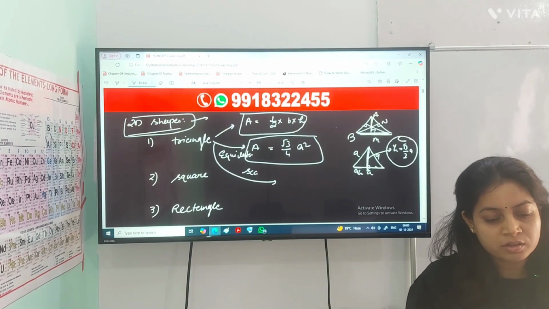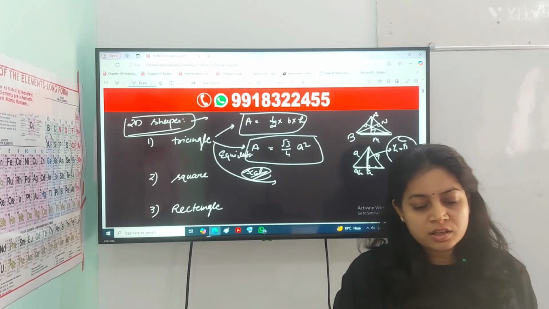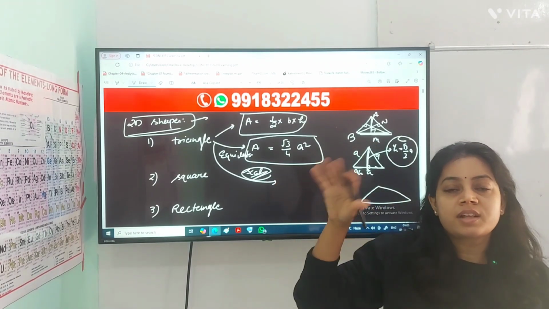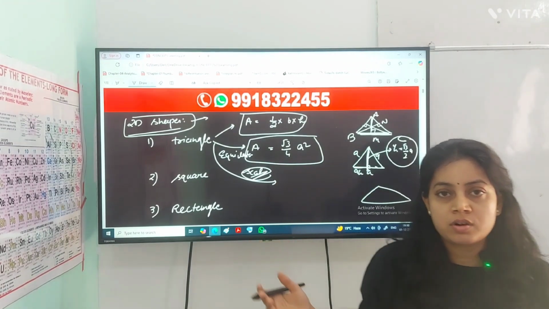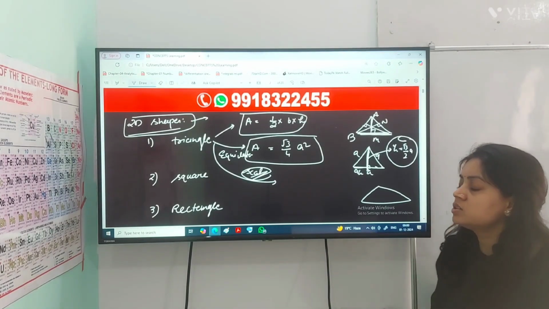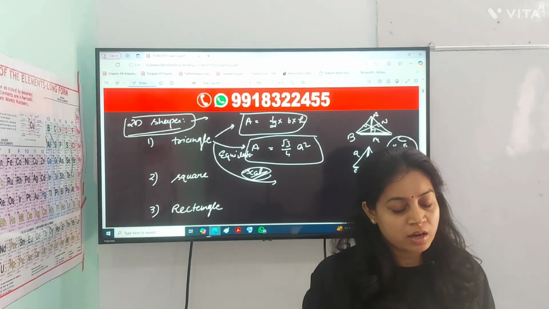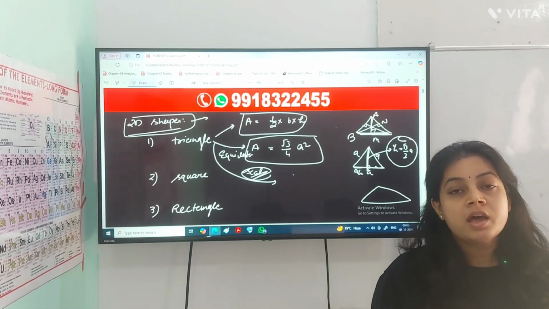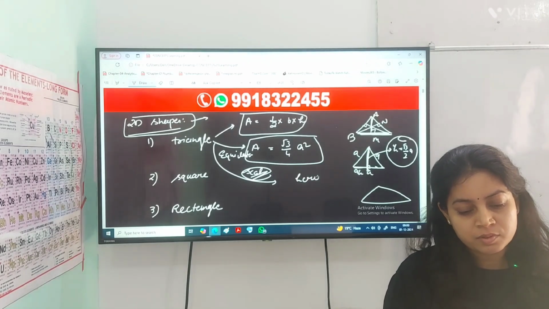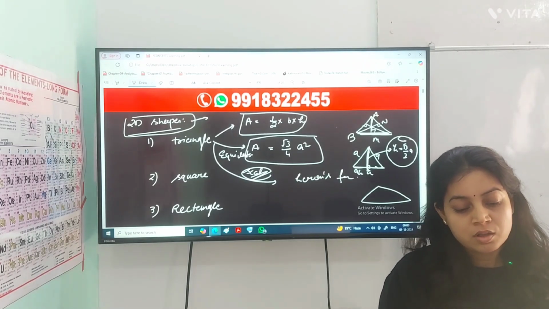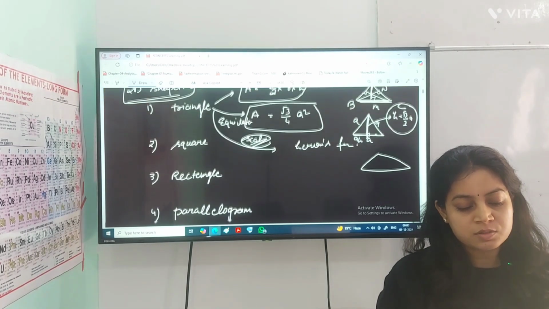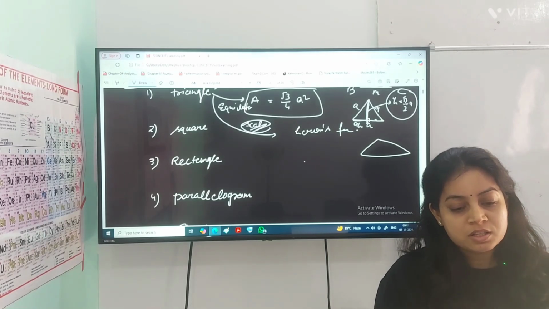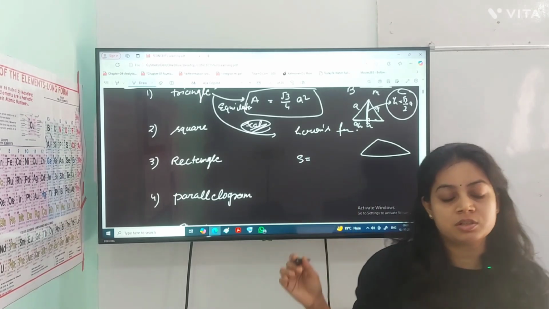So the last triangle we have is the scalene triangle. So what is a scalene triangle? If all sides are different in a triangle, then it is called a scalene triangle. In the scalene triangle, we have a specific formula to calculate the area. That is Heron's formula. So what is Heron's formula? This is a special formula.